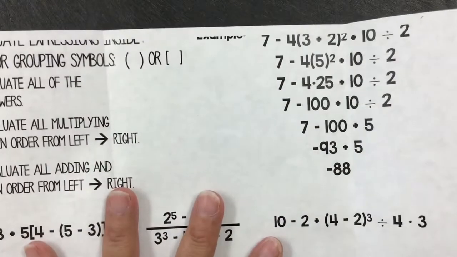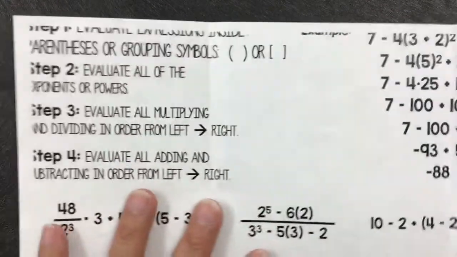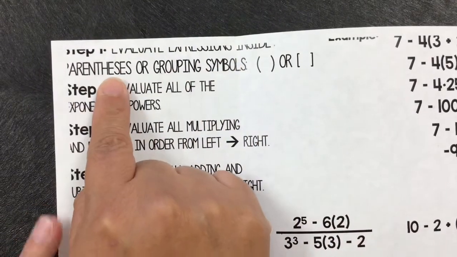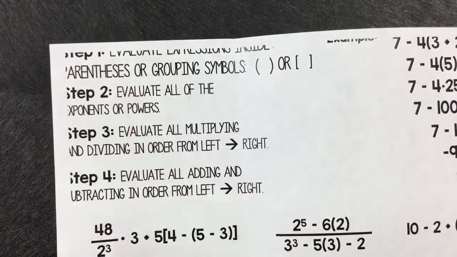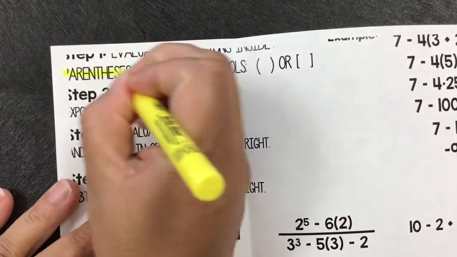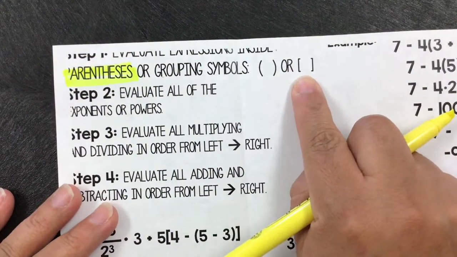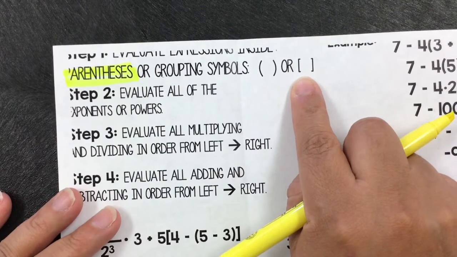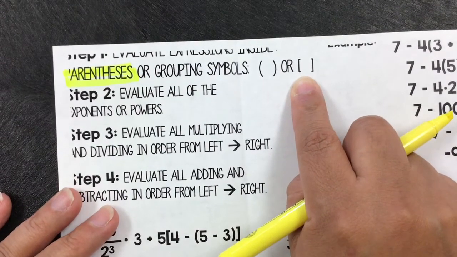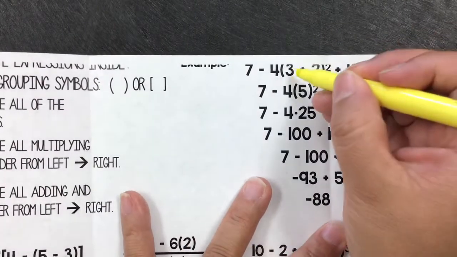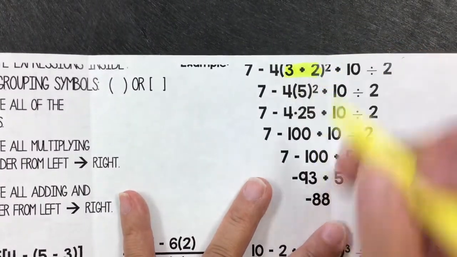So the problems look something like this. I know that this is a little hard. Sorry about me cutting it. But the first step is the parentheses, or grouping symbols, because sometimes they don't look like parentheses, they look like brackets, but we mostly use parentheses in algebra. So what we do is anything inside the parentheses is what we do first.